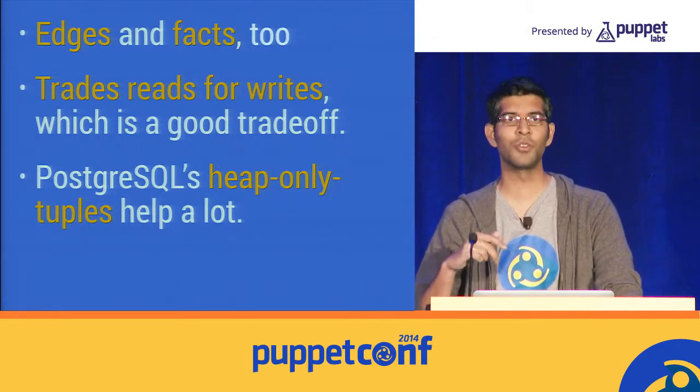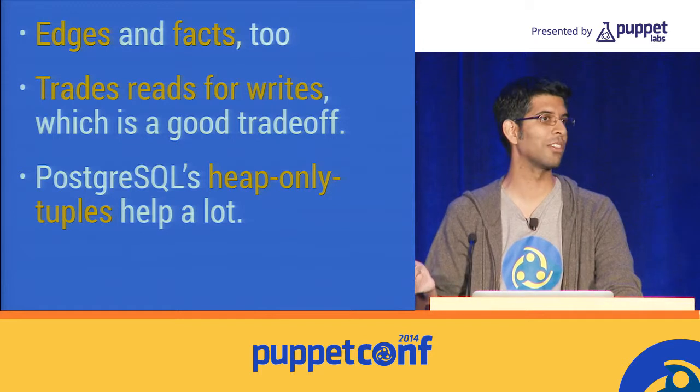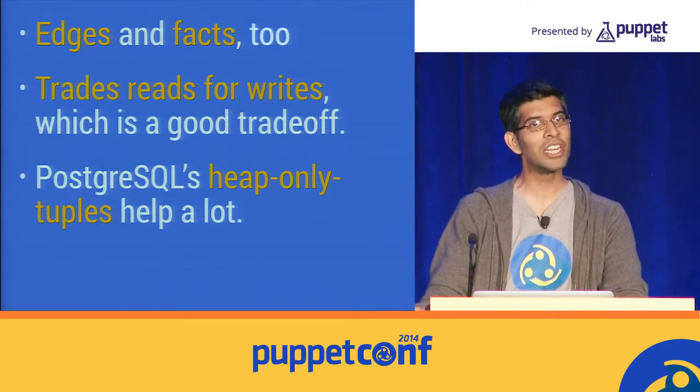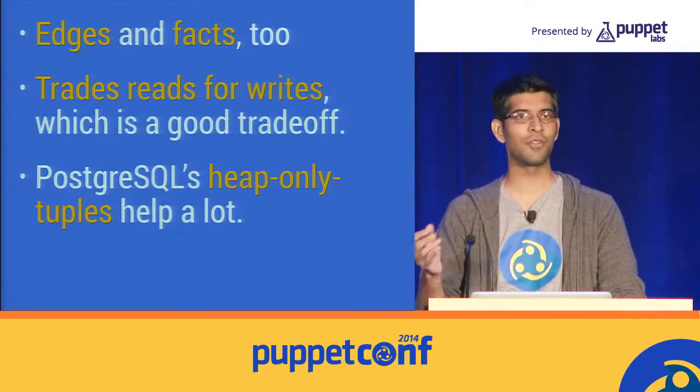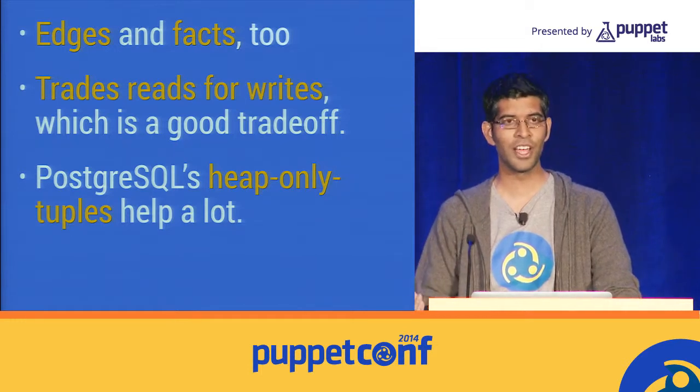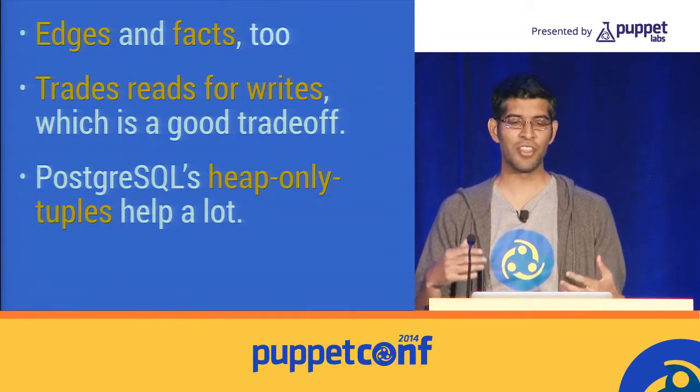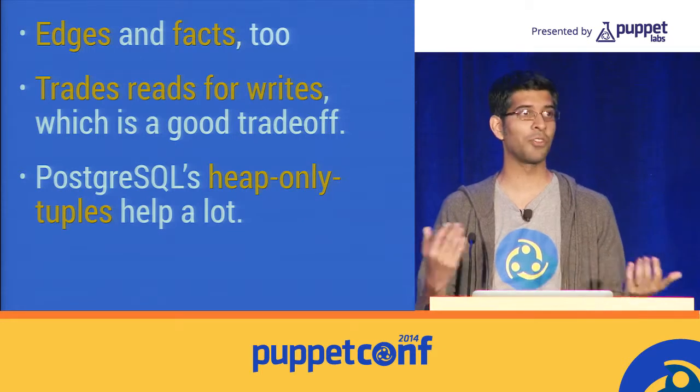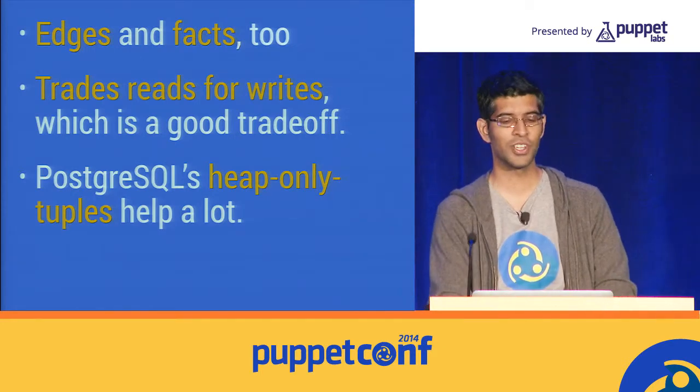And essentially what this is doing under the hood is it's just trading reads for writes. I mean, we basically have to read in the data that's currently stored for a system, whether it's facts, whether it's edges, whether it's resources, et cetera. And then we have to do some computation. And then based on that computation, we save ourselves some writes. In practice, I think this turns out to be a pretty good trade-off.